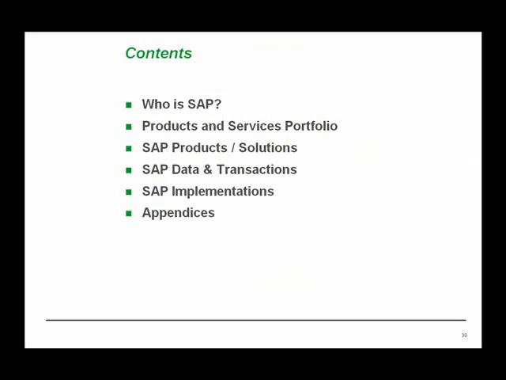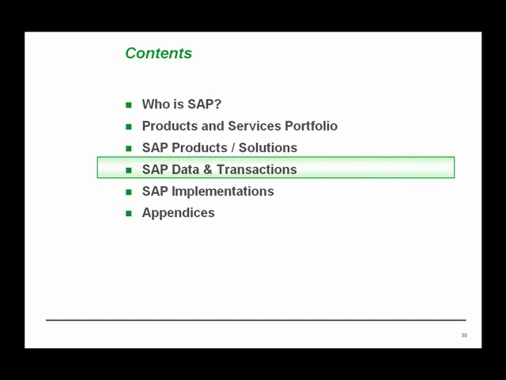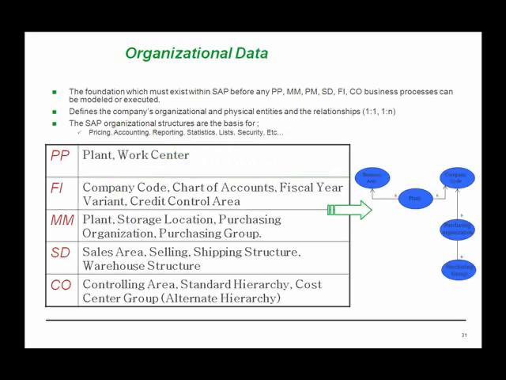So far we looked at SAP's products and solutions, different modules, different add-on products that SAP sells. Now we are going to look at data and transactions within SAP. What is a transaction? Give some examples of different data that SAP holds. So SAP data and transactions is what we're going to look at.